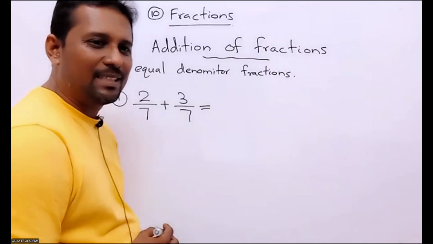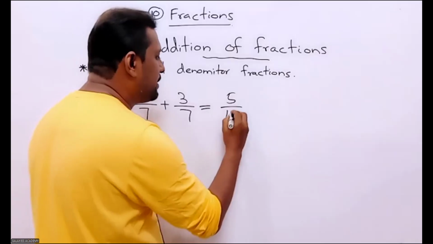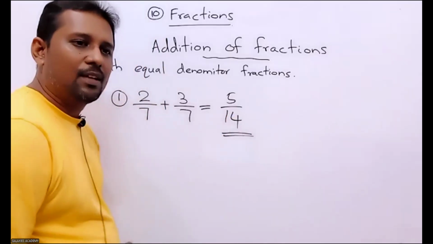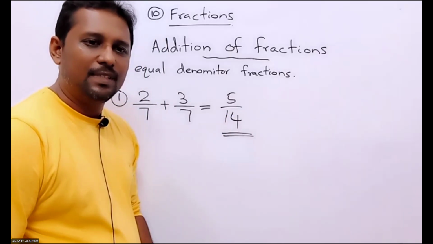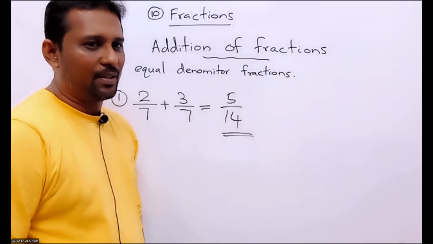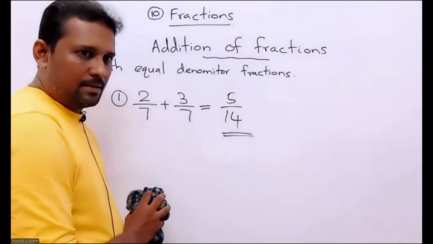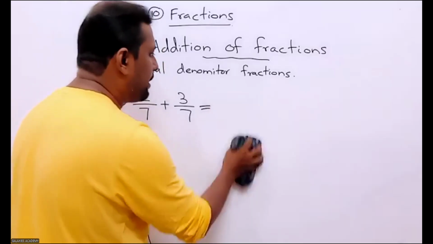Very easy, no? Remember, 2 plus 5, 3 plus 5, 7 plus 7, 14. So what is the answer? 5/14. Is it correct? No. We have to keep the same denominator. We can't do it like this, right? It is incorrect. So what do you have to do?